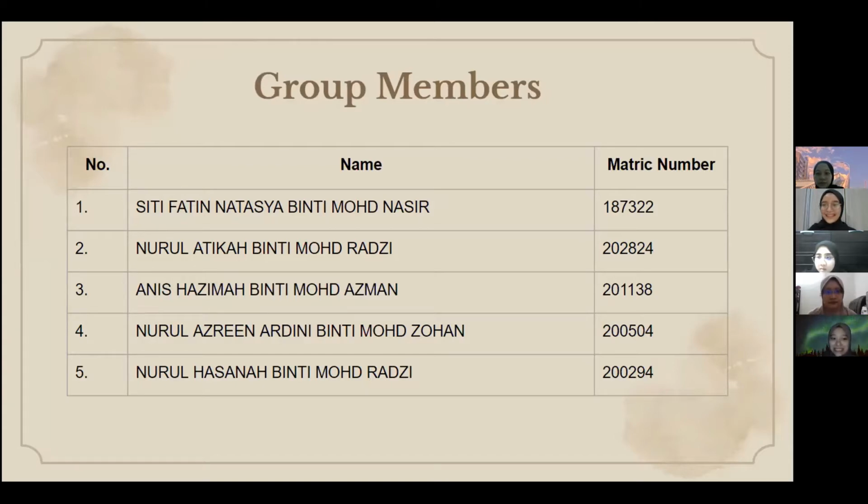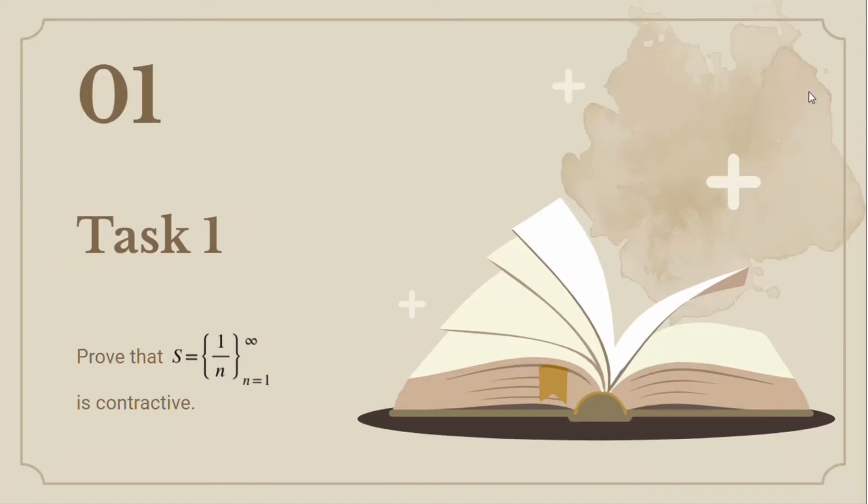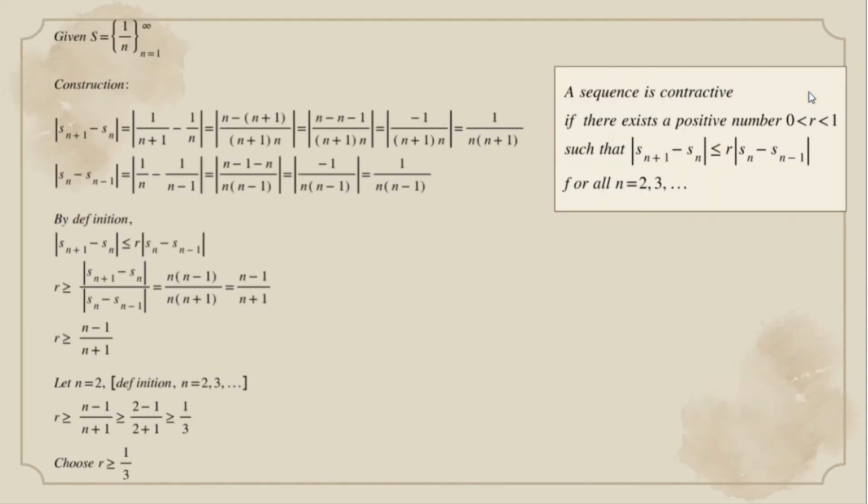Alright, so let's begin. I will first start with task 1. For the question, prove that the sequence 1 over n from n equals 1 to infinity is contractive. Firstly, we need to know a sequence is contractive if there exists a positive number r between 0 and 1 such that the absolute value of s_{n+1} minus s_n is less than or equal to r times the absolute value of s_n minus s_{n-1} for all n greater than or equal to 3, and so on.